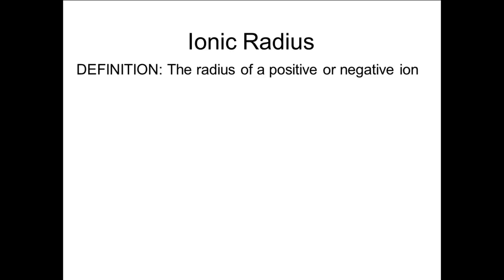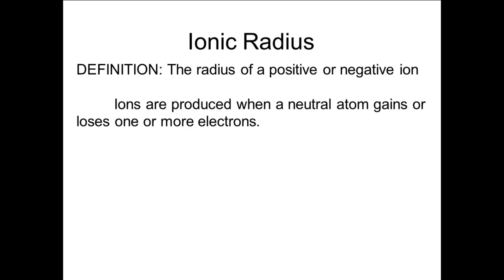Ionic radius. The definition of ionic radius is similar to the definition for atomic radius. The ion is produced either by adding one or more electrons to a neutral atom to form a negative ion or anion, or by removing one or more electrons from a neutral atom to make a positive ion or cation.